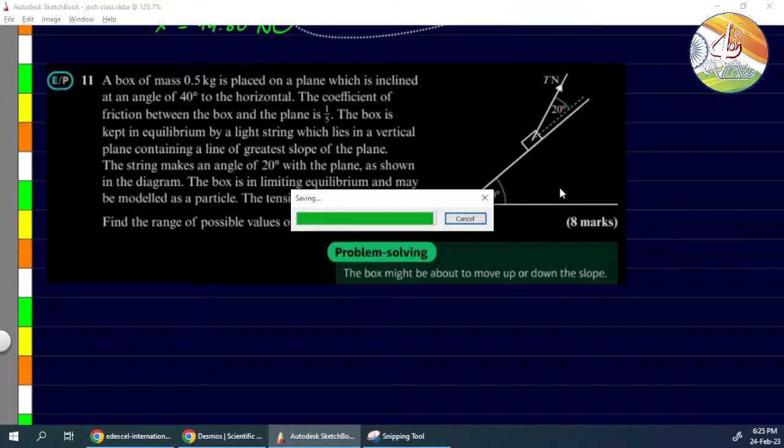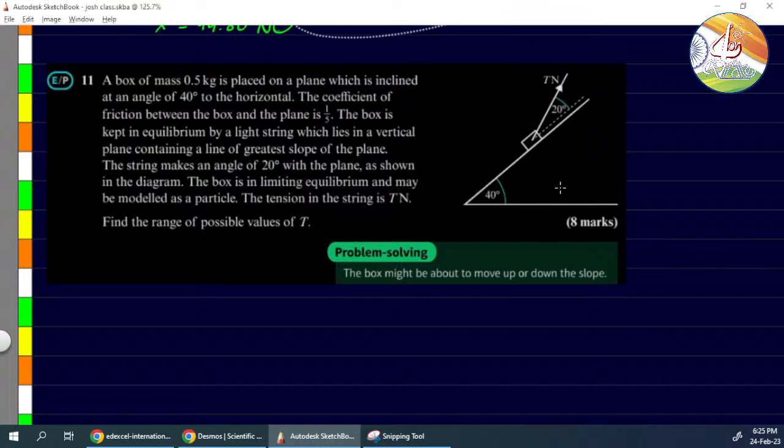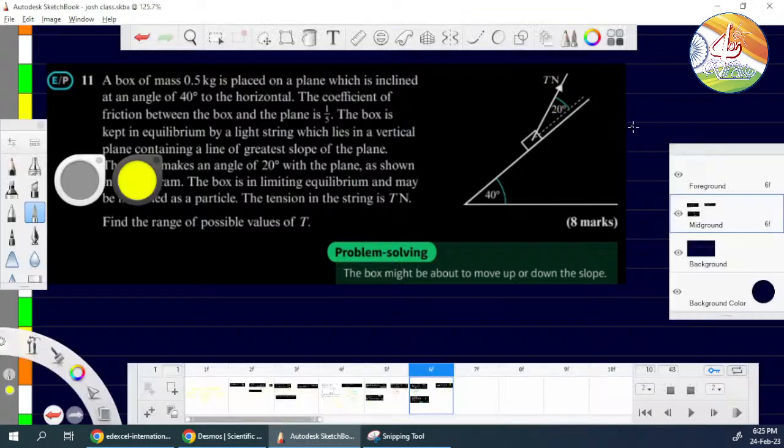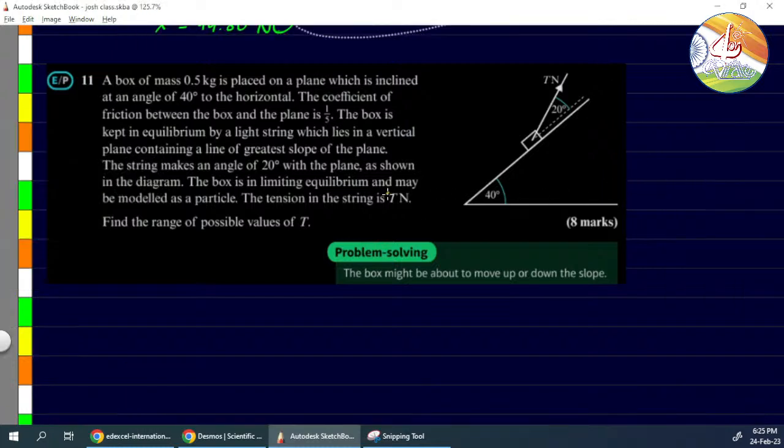So a box of mass 0.5 kg is placed on a plane which is inclined at an angle of 40 degrees, and the tension is acting at 20 degrees. So what are the forces? The first, downward force, weight, is how much? 0.5 g will be the weight acting downwards.